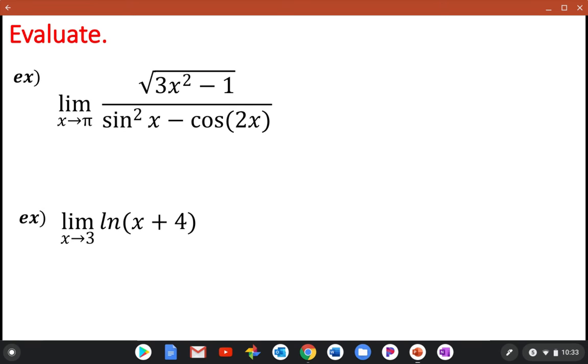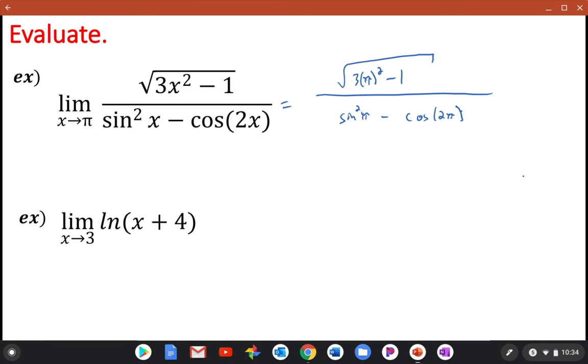All right. Let's look at a couple other ones here. These I just added a little bit more to them, but they function the same way. So this next one, the limit as x goes to pi of this big function here with a square root and all kinds of stuff. Let's see if we can figure this out. We're just going to replace all of the x's with pi. So 3 times pi squared minus 1. And then the sine squared of pi minus cosine of 2 times pi.